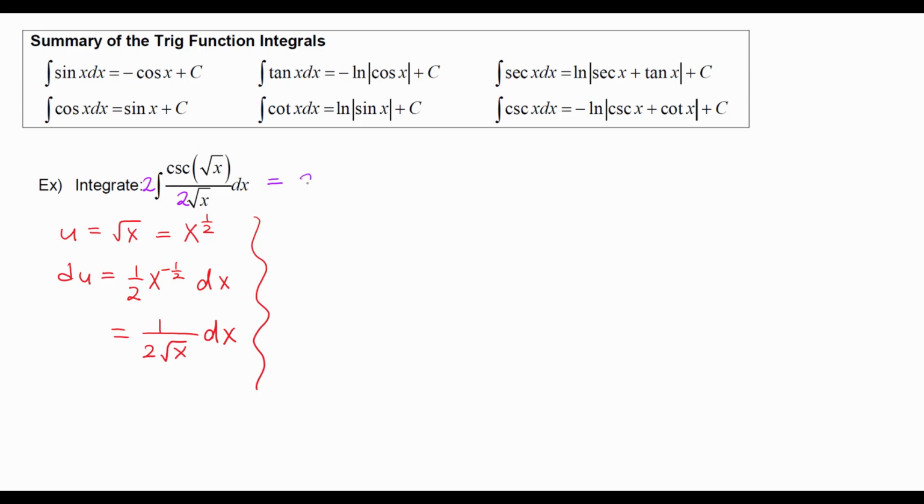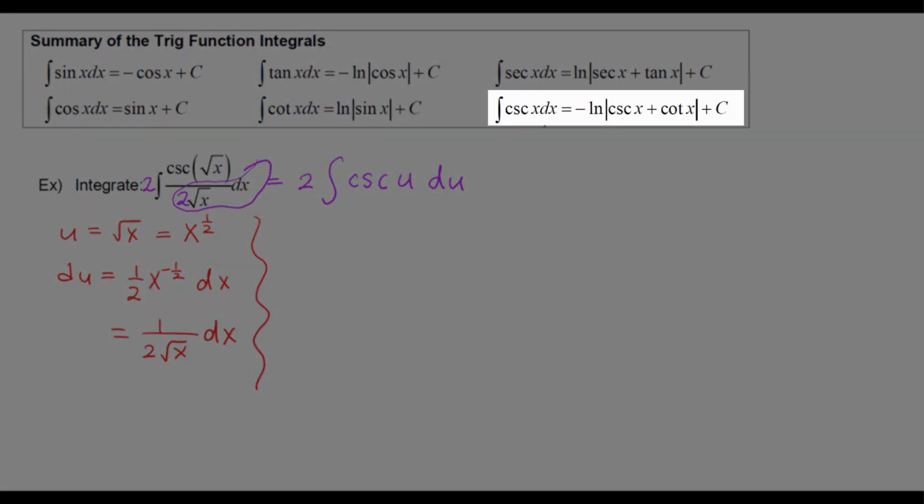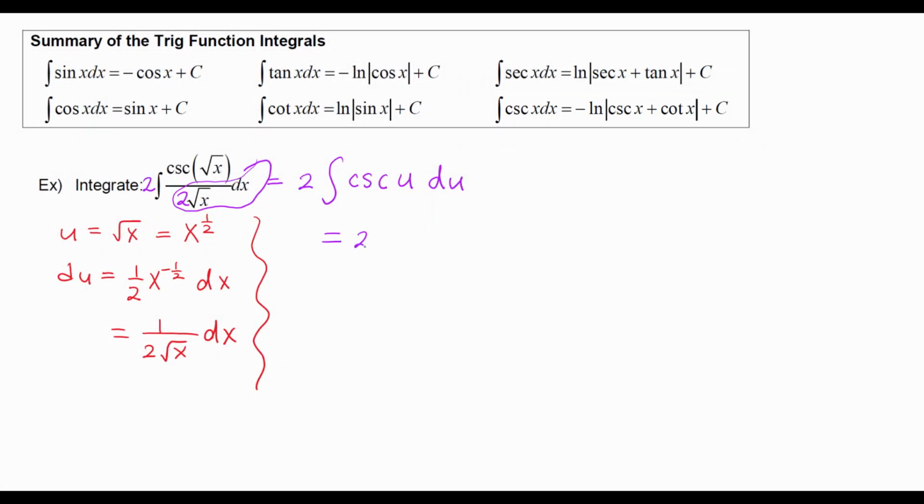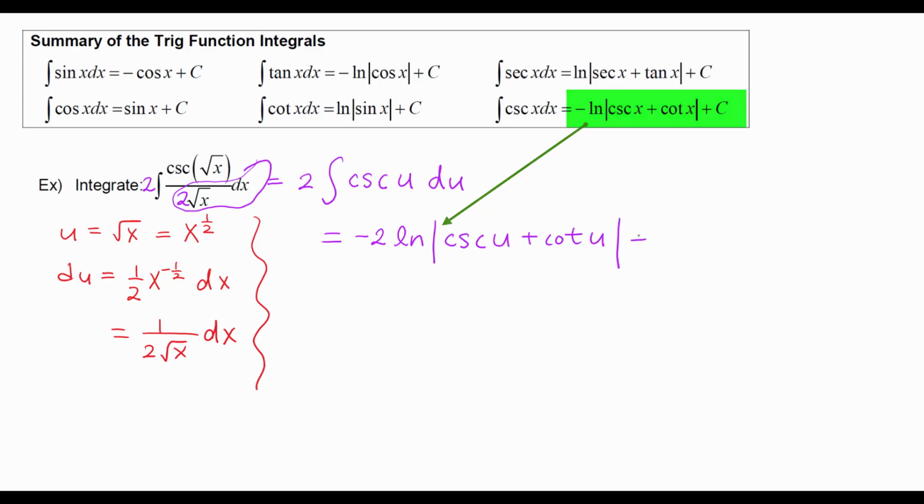And now this is twice the integral of, I have a cosecant of u, and the rest of these makes du. And I do have an integral of cosecant x dx. We just learned that today. And that is twice, and it is negative. So actually I can put -2 ln absolute value of cosecant u plus cotangent u plus c.